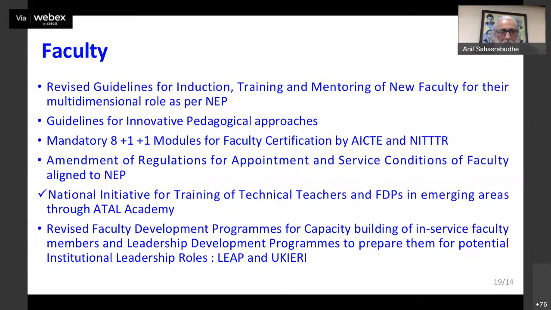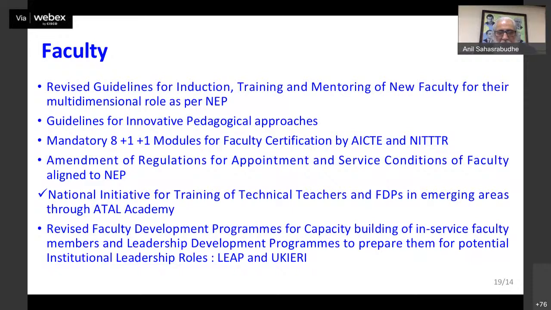As far as faculty development is concerned, it talks about pedagogical approaches, different modules which AICTE has created for mandatory certification of faculty. There are 8 modules. Many IIT faculty have helped us in creating these modules, and I'm sure for promotion also this will be implemented. Regulations are in place for service conditions of the faculty, which is important for their growth.